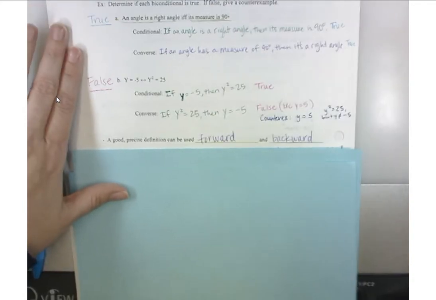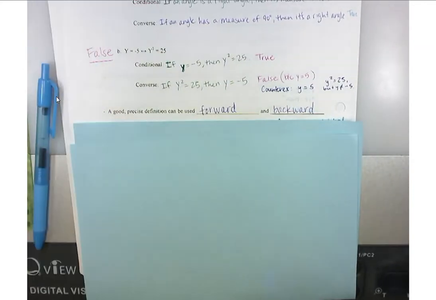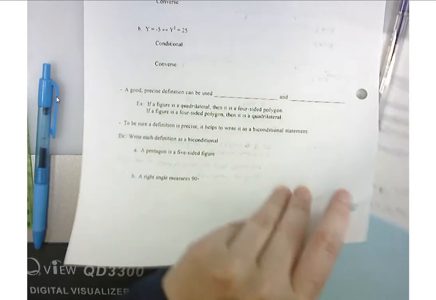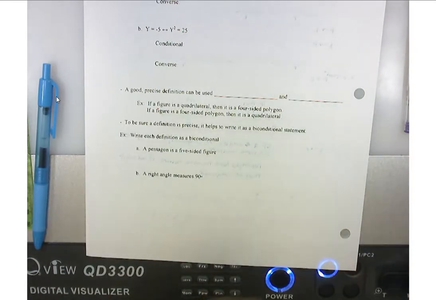So let's look at the last part. A good, precise definition can be used forward and backward, which probably means we're going to start taking definitions and write them as what? The biconditional, right? It has to be true forwards and backwards, the P to Q and then the Q to P. So that's what we're going to do with our next example.